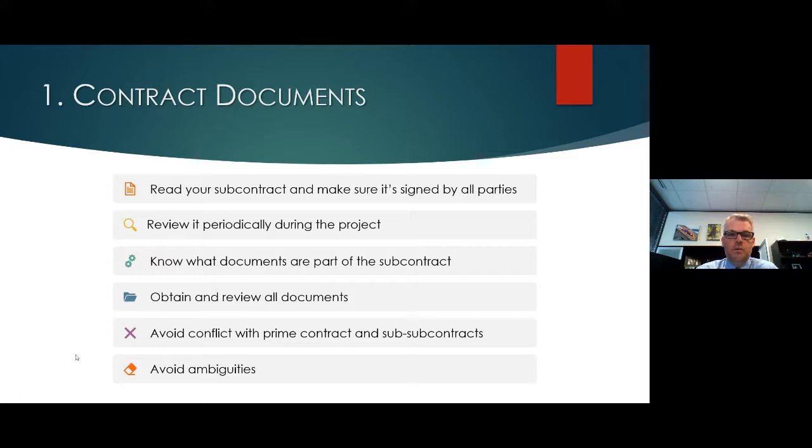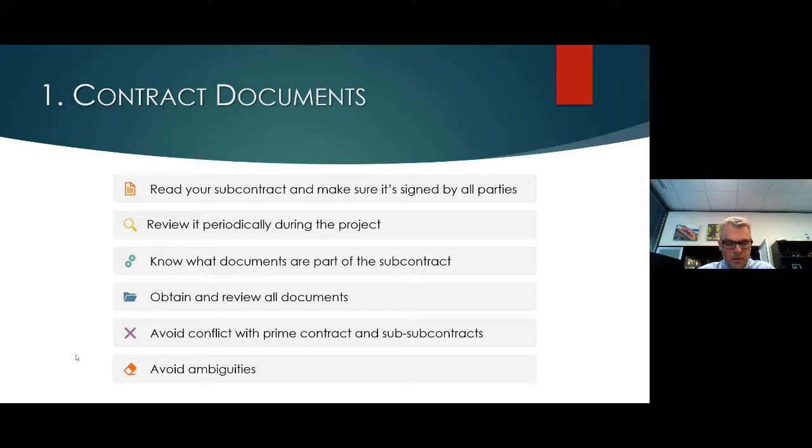You want to also not stop there. Don't just put it on the shelf and get to it if there is a dispute or something goes wrong on the project. Review it periodically during the project, maybe even create some sort of memorandum or notes on the key contract provisions and circulate it to your team.